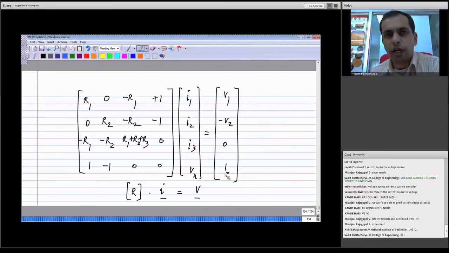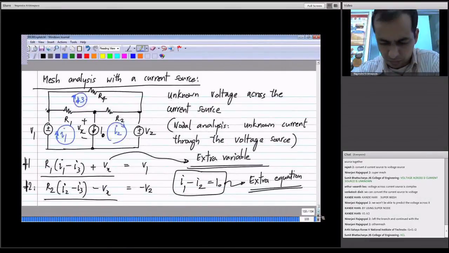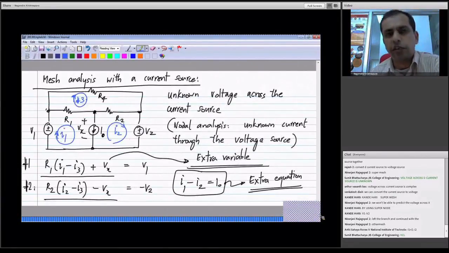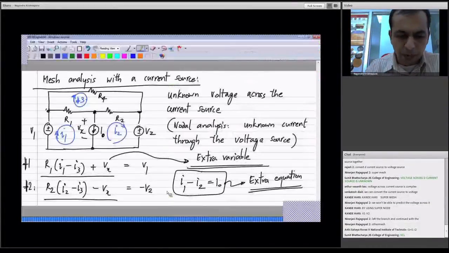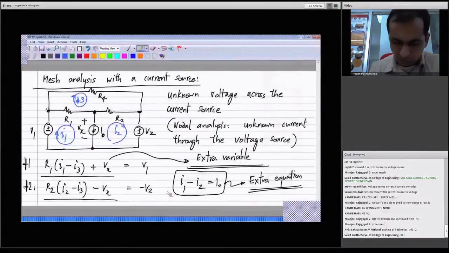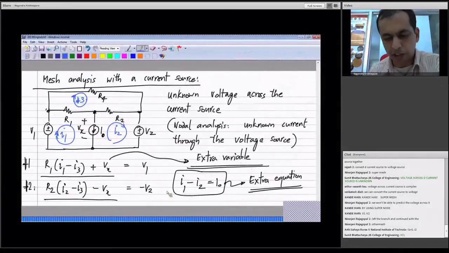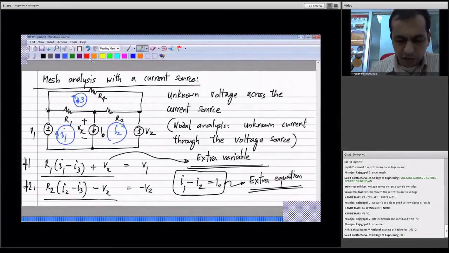Now, while doing hand analysis, this increased number of equations is not a good thing. You would like to reduce the number of equations. Okay, so then the answer is very clear. Again, we followed all these steps while doing nodal analysis with voltage sources. So I will go through it a little quickly. If I sum these two, okay, KVL around mesh number 1 and KVL around mesh number 2, what happens is this Vx cancels out.